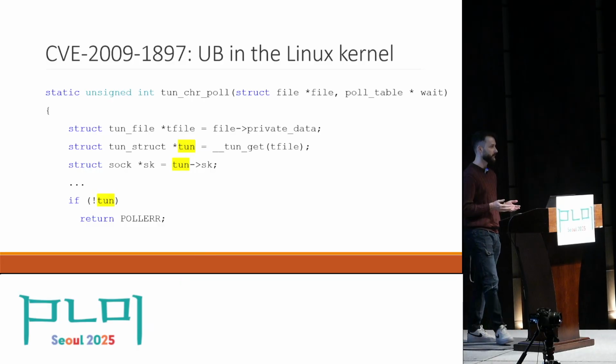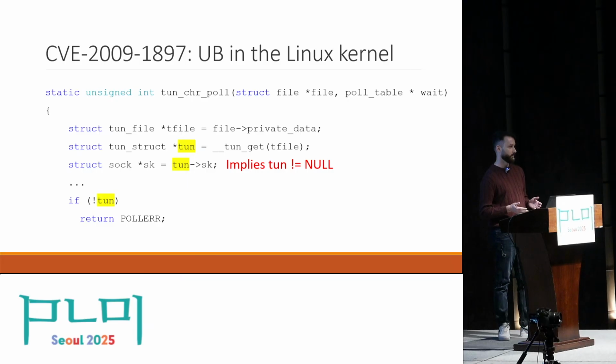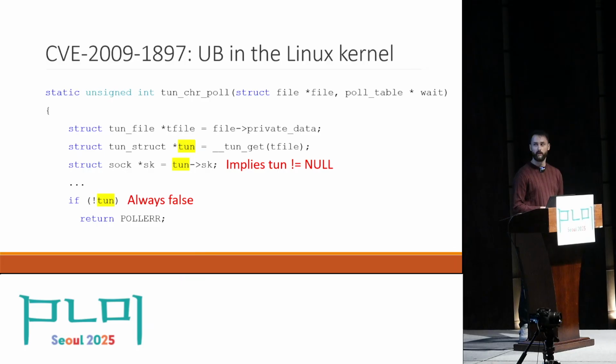And what does that mean from the compiler's perspective? Well, dereferencing the pointer means that it must not be null, because otherwise the operation wouldn't make sense, right? And consequently, the if check is deleted, because the compiler already proved the validity of the pointer, so it doesn't make sense to make the check one more time. The result, a security vulnerability in the Linux kernel.